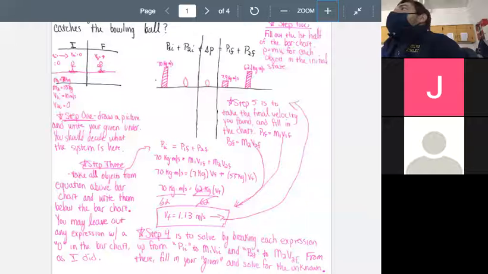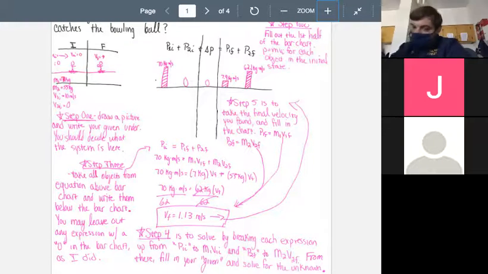Which one? Okay, it would be 0 because the wooden block isn't moving to start. Because it's already in a stationary place. Yep, exactly. Very good.